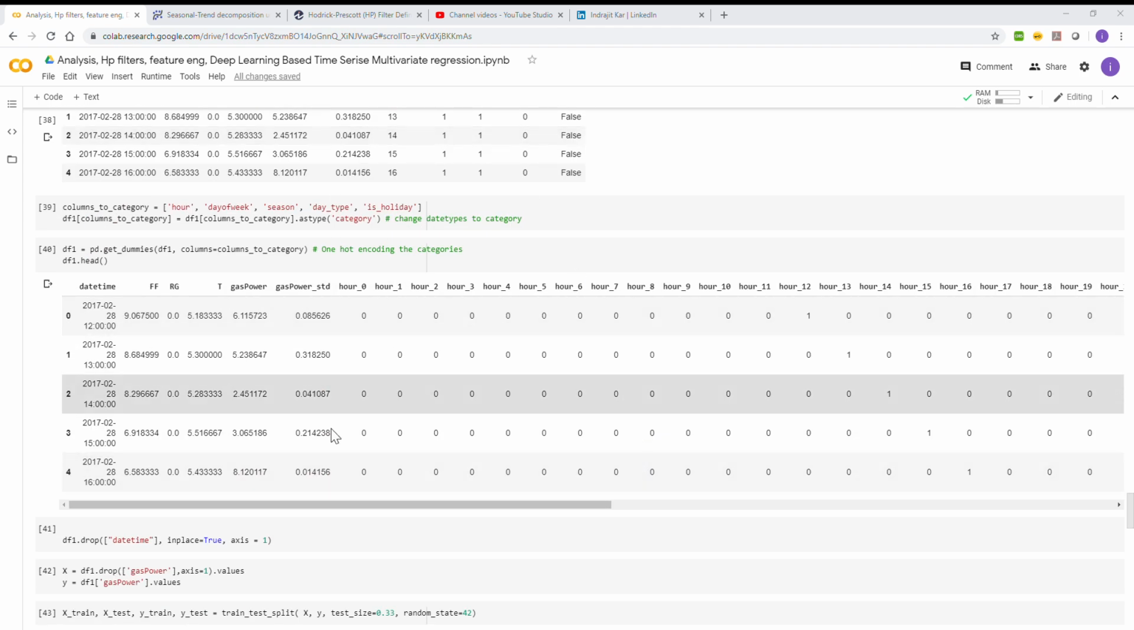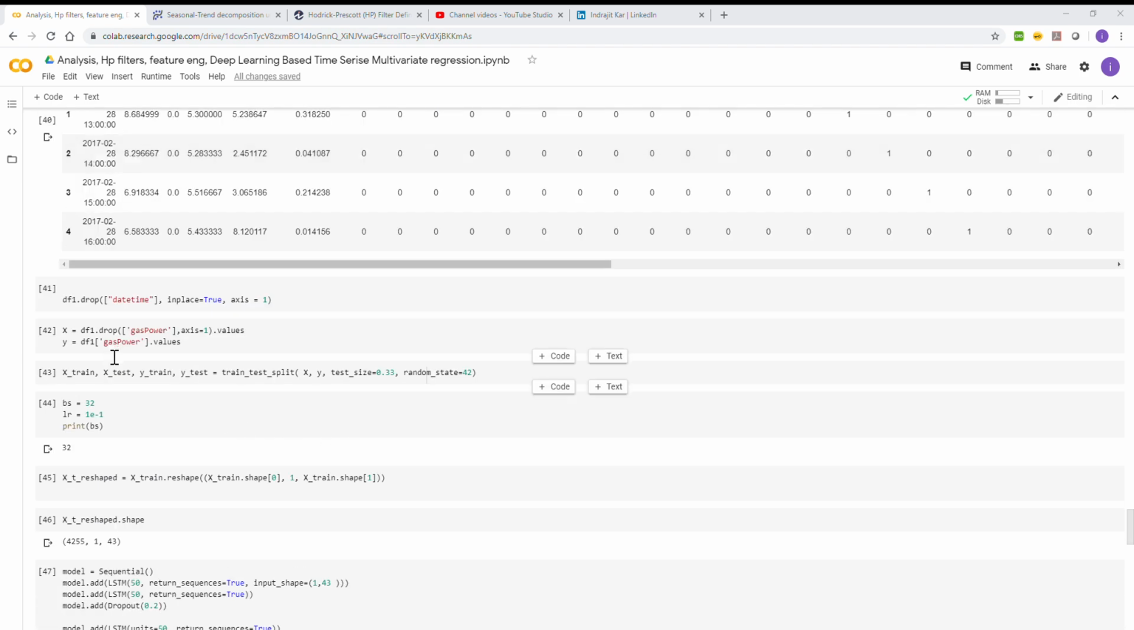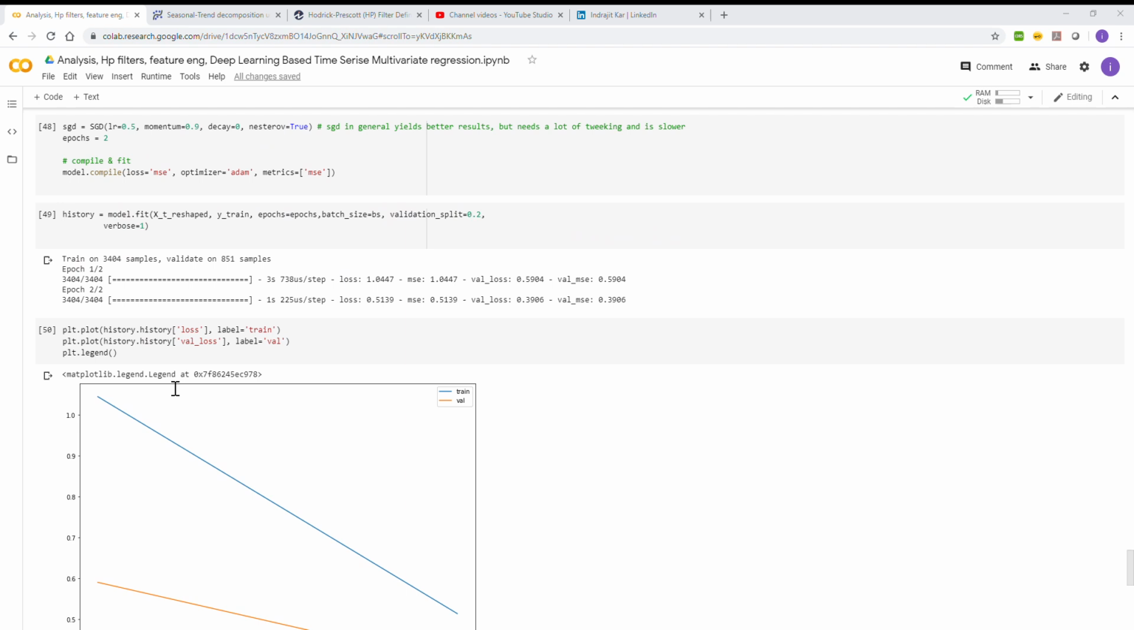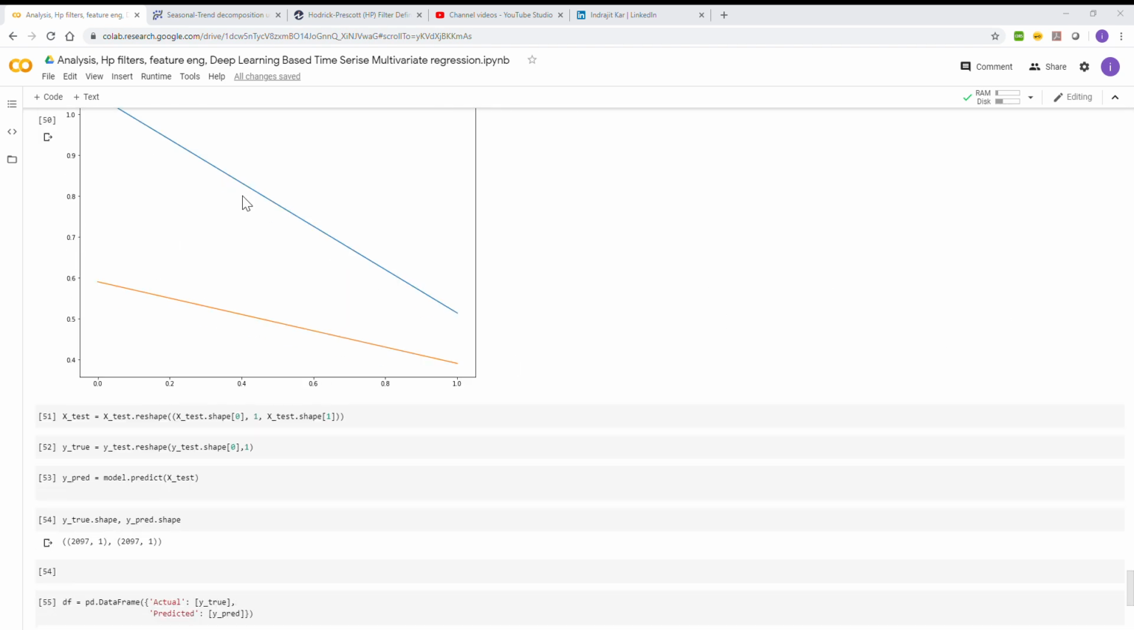Okay, now I quickly go ahead and convert everything into categorical variables. I'm rushing because I have very little time. I ran a LSTM model. I got a prediction as well.